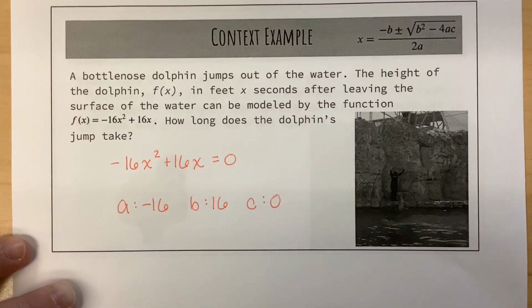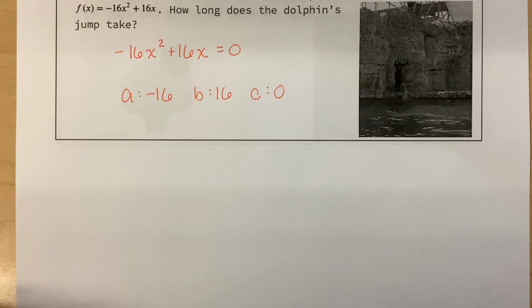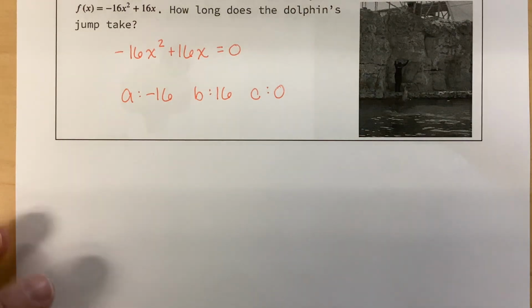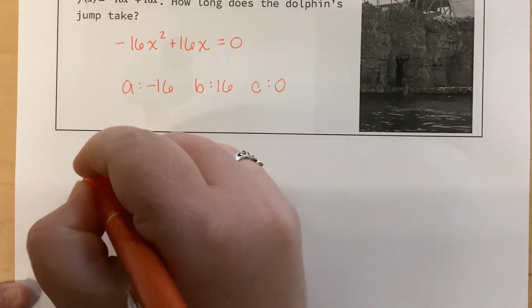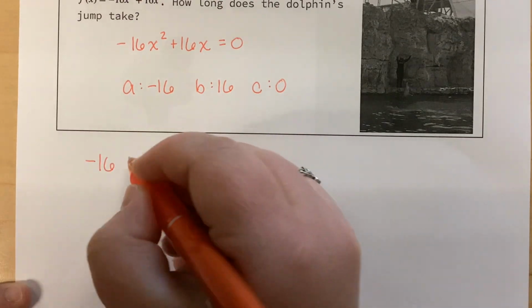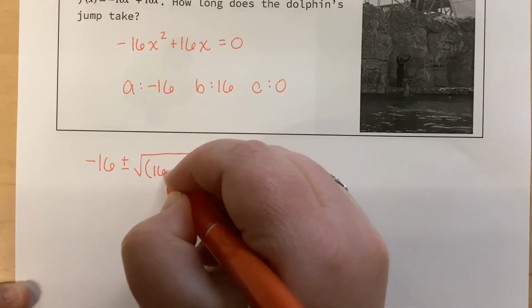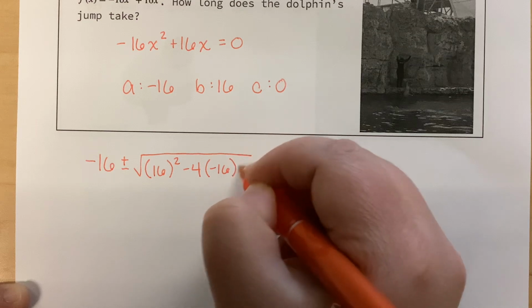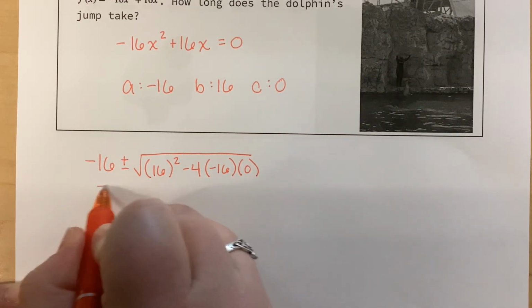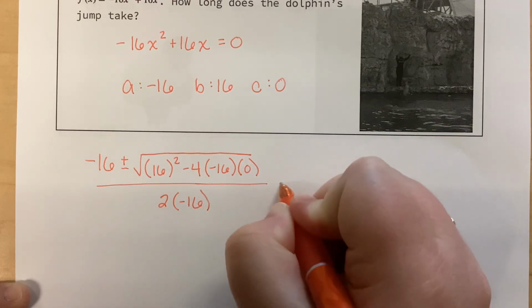So anytime you're missing b or c, it'll just be 0. You will not have a problem like this where a is 0, because then it won't be a quadratic. All right, let's put everything into the quadratic formula. So the opposite of b is negative 16 plus or minus the square root of 16 squared minus 4 times negative 16 times 0 all over 2 times negative 16.